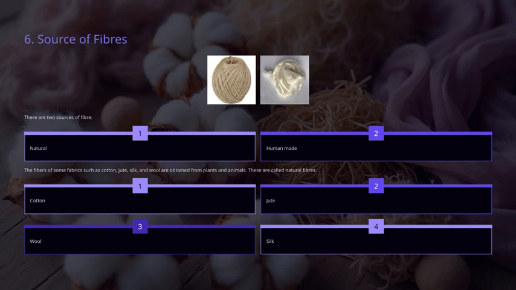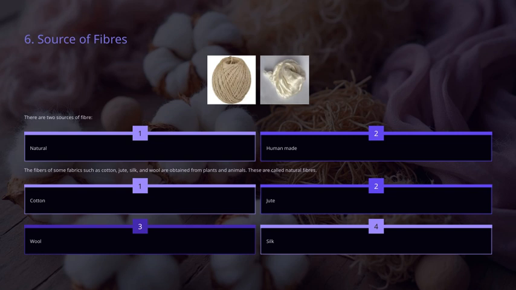The second source is human-made fibers. These are created through various manufacturing processes, often involving chemical treatments. Examples include synthetic fibers like nylon and polyester, but in this slide, we're highlighting jute and silk again, which can also be considered as manufactured or semi-synthetic in some contexts.